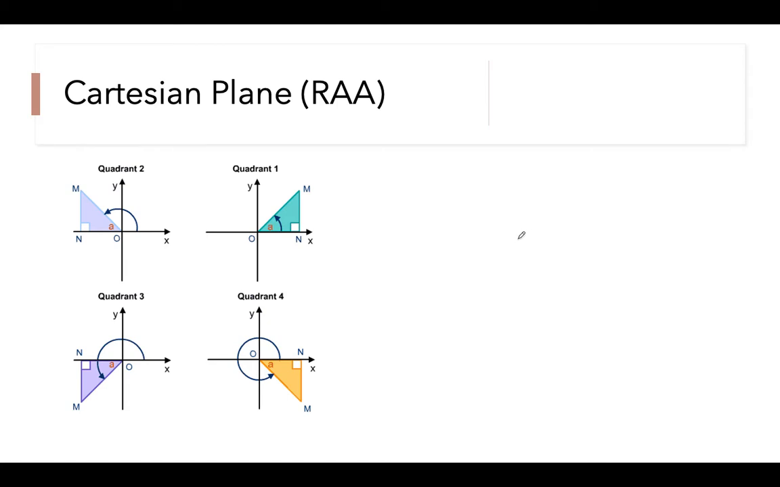First, we have to understand what RAA stands for. So RAA is a related acute angle. Acute means that it has to be less than 90 degrees, and related means it has to be related to a standard angle.